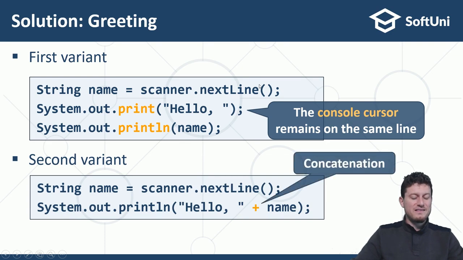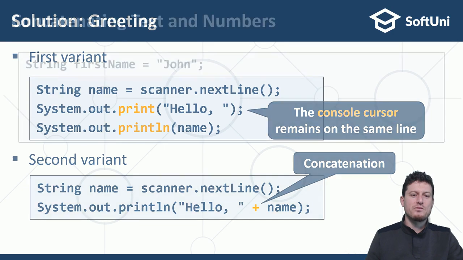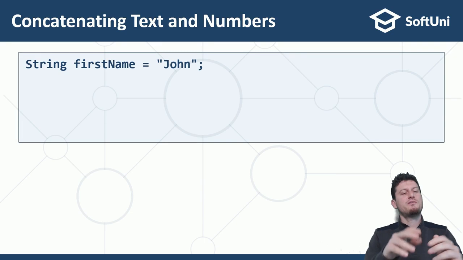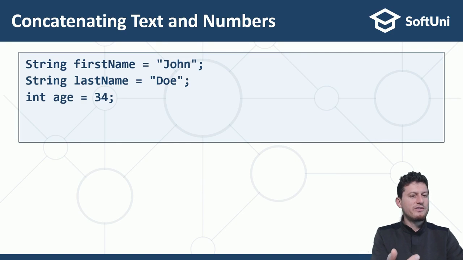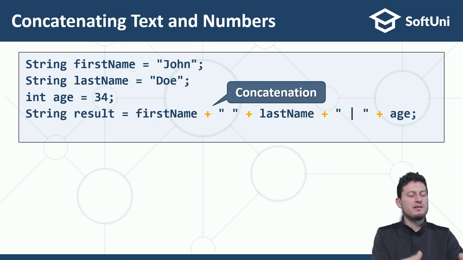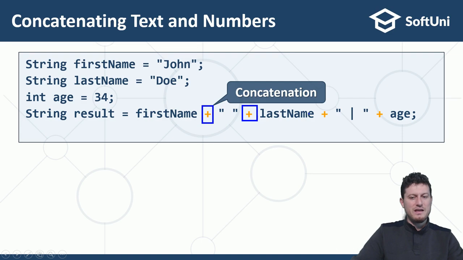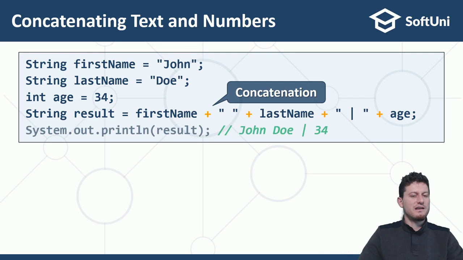Let's go ahead. This is the concatenation, or putting together one followed by another, called concatenation. So this is another example of concatenation, concatenating text and numbers. If we have three variables, firstName holding John, lastName holding Doe, and age holding 34, we can combine them or concatenate them using the plus sign. This is not addition. This is not adding one number to another. This is concatenation. So it combines several pieces together in a single string, and the result is a string.